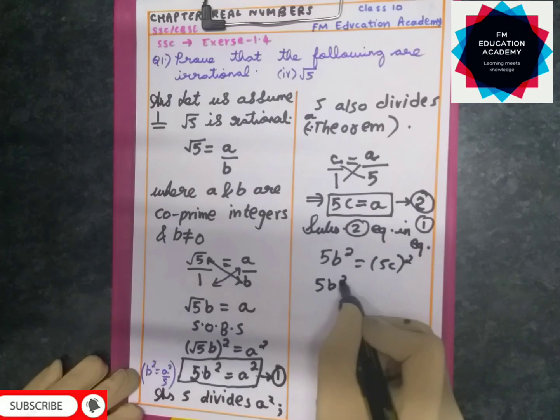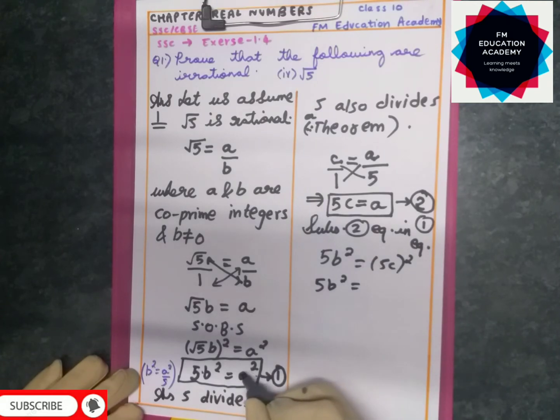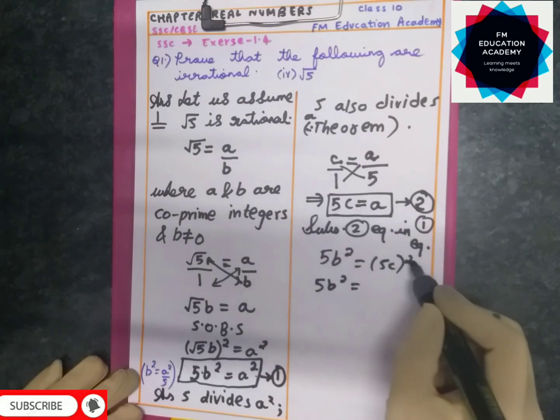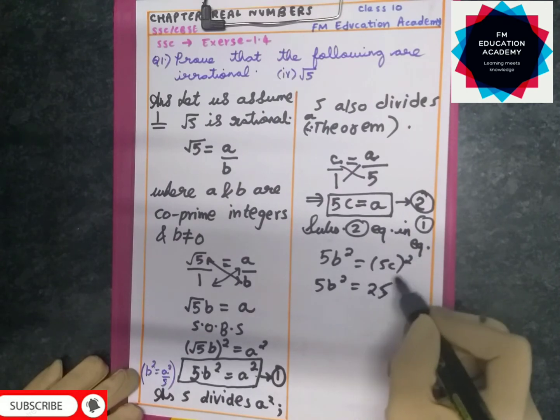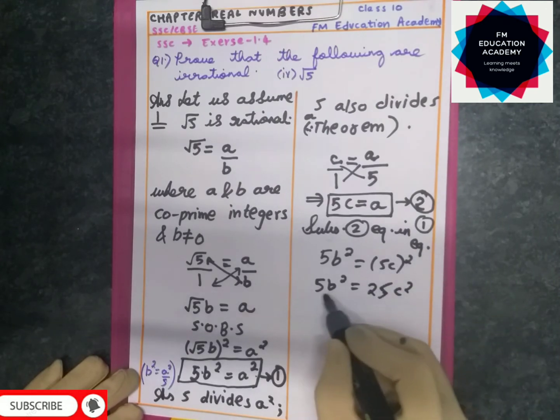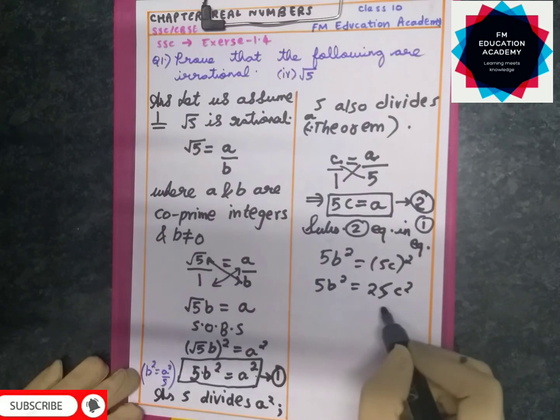Now 5b square, as I said, it is very important: this whole a value is squared. So this whole a value is squared means a is 5c, so this square belongs to 5 as well as c. So don't forget to put brackets. (5c) whole square means 5 square, which is 25, and c square is c square. So I got 5b square equals 25c square.